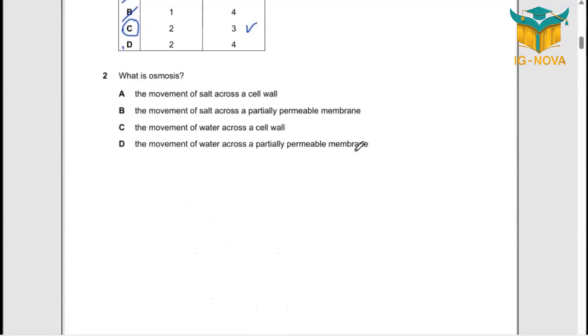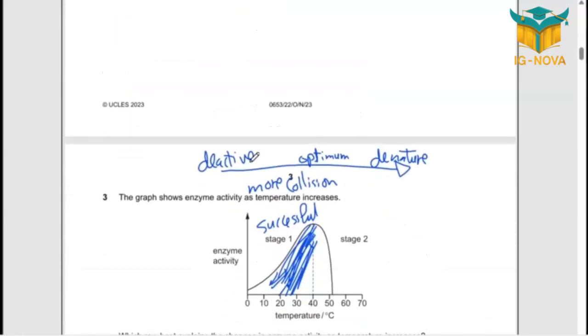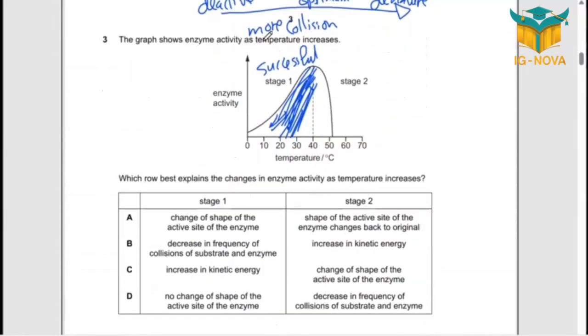Osmosis, the definition of osmosis: Latin and English, it means go through water. So salt here is out. So I need water, so both of them could be accepted. The other part of the definition is across a partially permeable membrane. So this is an easy question. This is only the definition of osmosis. Don't forget that osmosis is a type of diffusion.